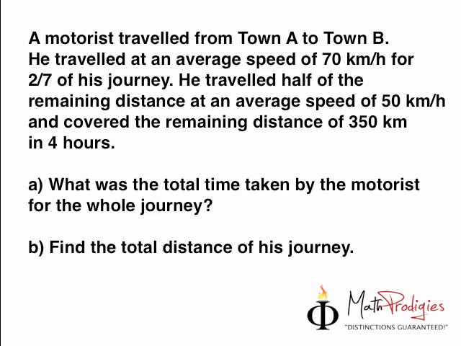Step 1: a motorist traveled from town A to town B. Okay, stop. Imagine town A is Singapore, town B is Johor Bahru, for example. Now step 2: he traveled at an average speed of 70 kilometers per hour for 2/7 of his journey. So imagine, you draw a number line, a timeline, a distance model, whatever you want to draw. Divide it into 7 parts. He traveled the first 2 at 70 kilometers per hour. Then he traveled half and so on. Just keep reading it step by step.